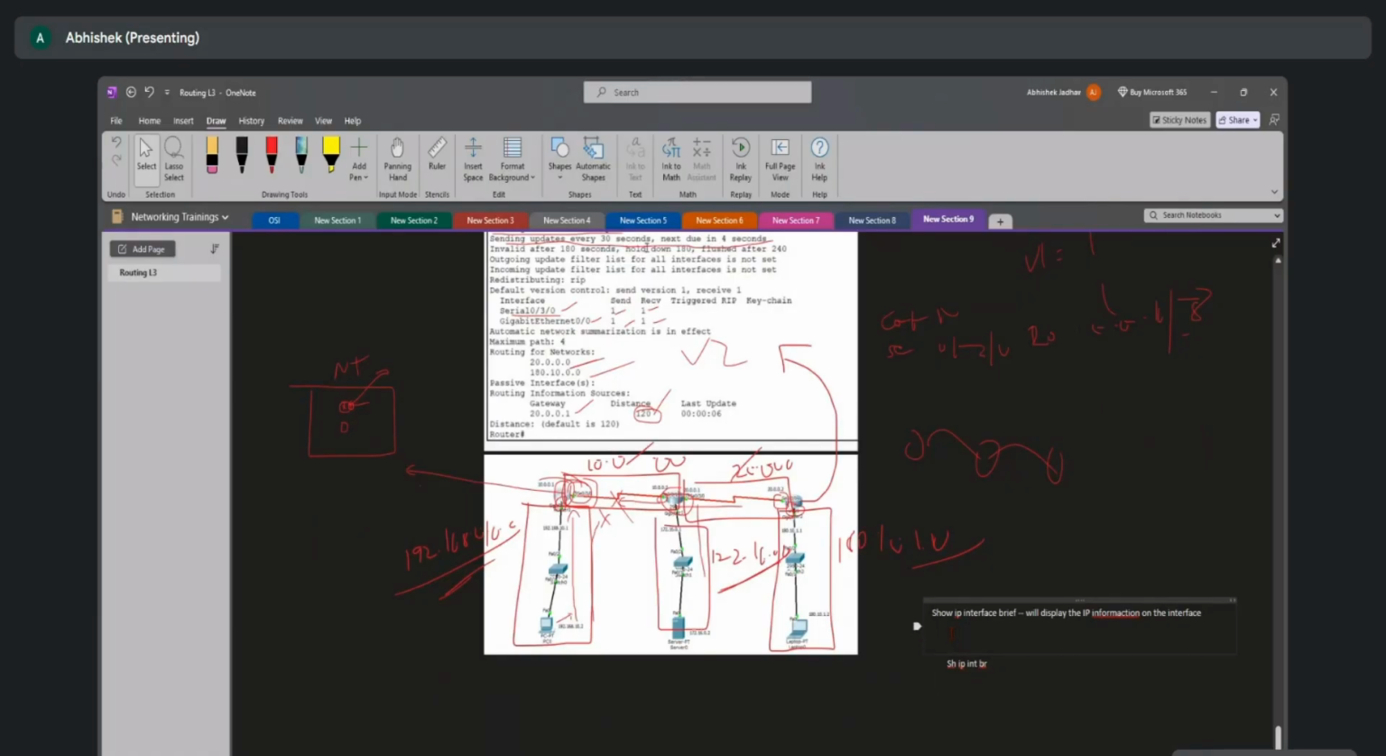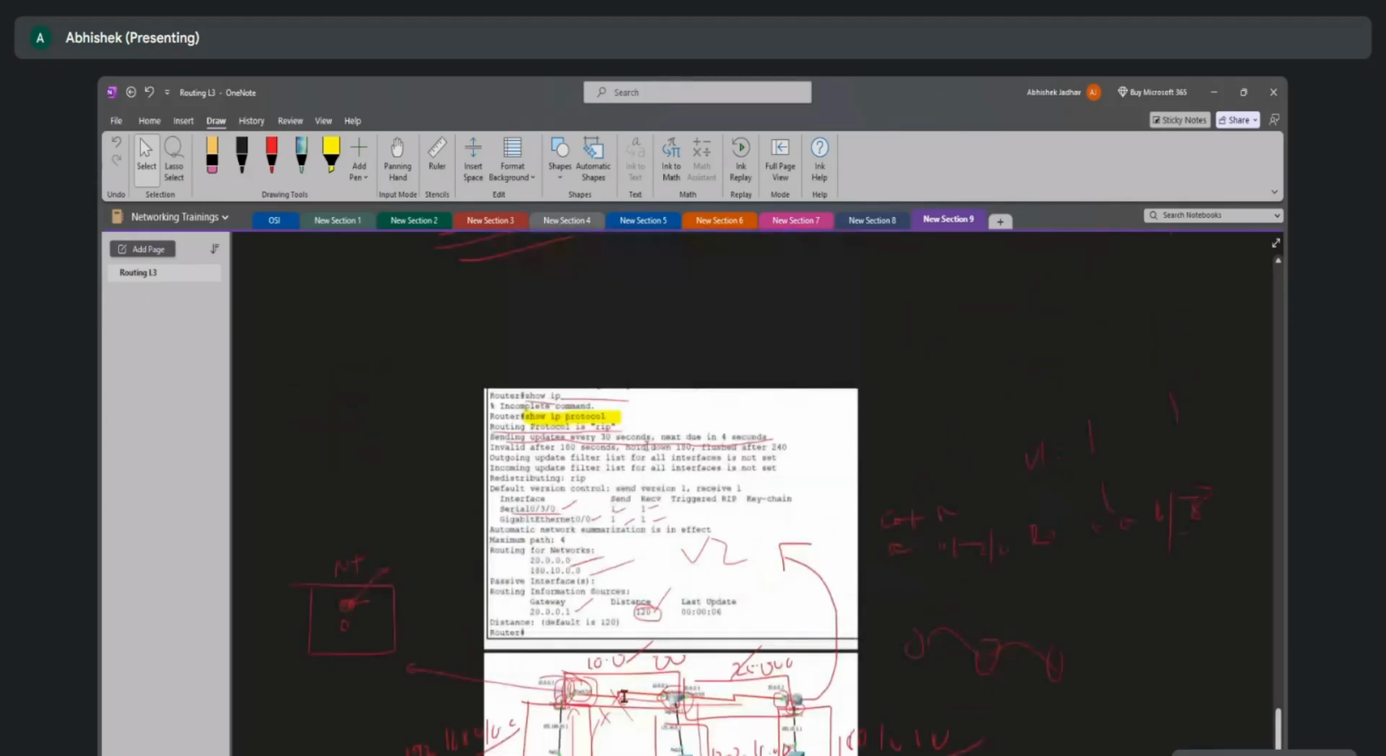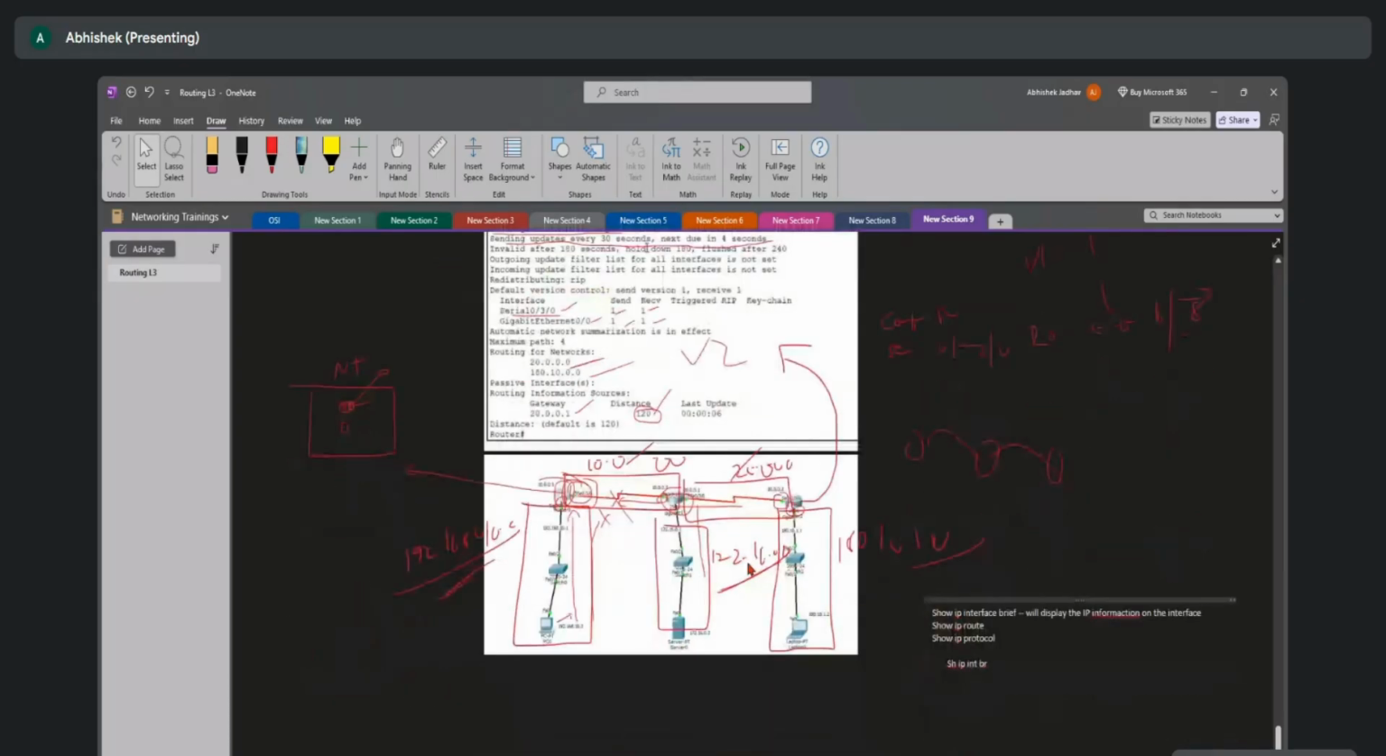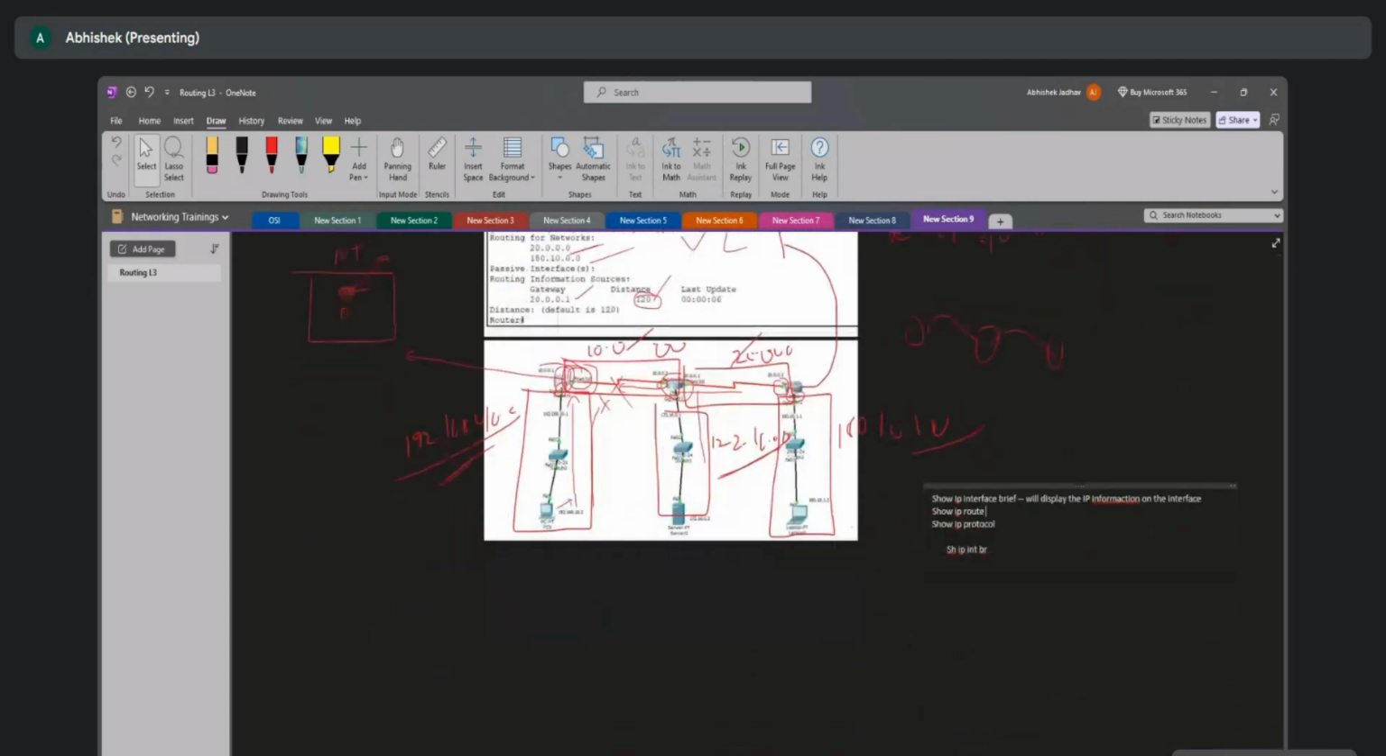Right. So the next command would be show IP route, then show IP protocol. Show IP protocol is something which you are currently looking at. And then show IP route is nothing but you will be looking at the route for that particular IPs on that interface. So it will show that. Let me just show you a small screenshot of that as well.